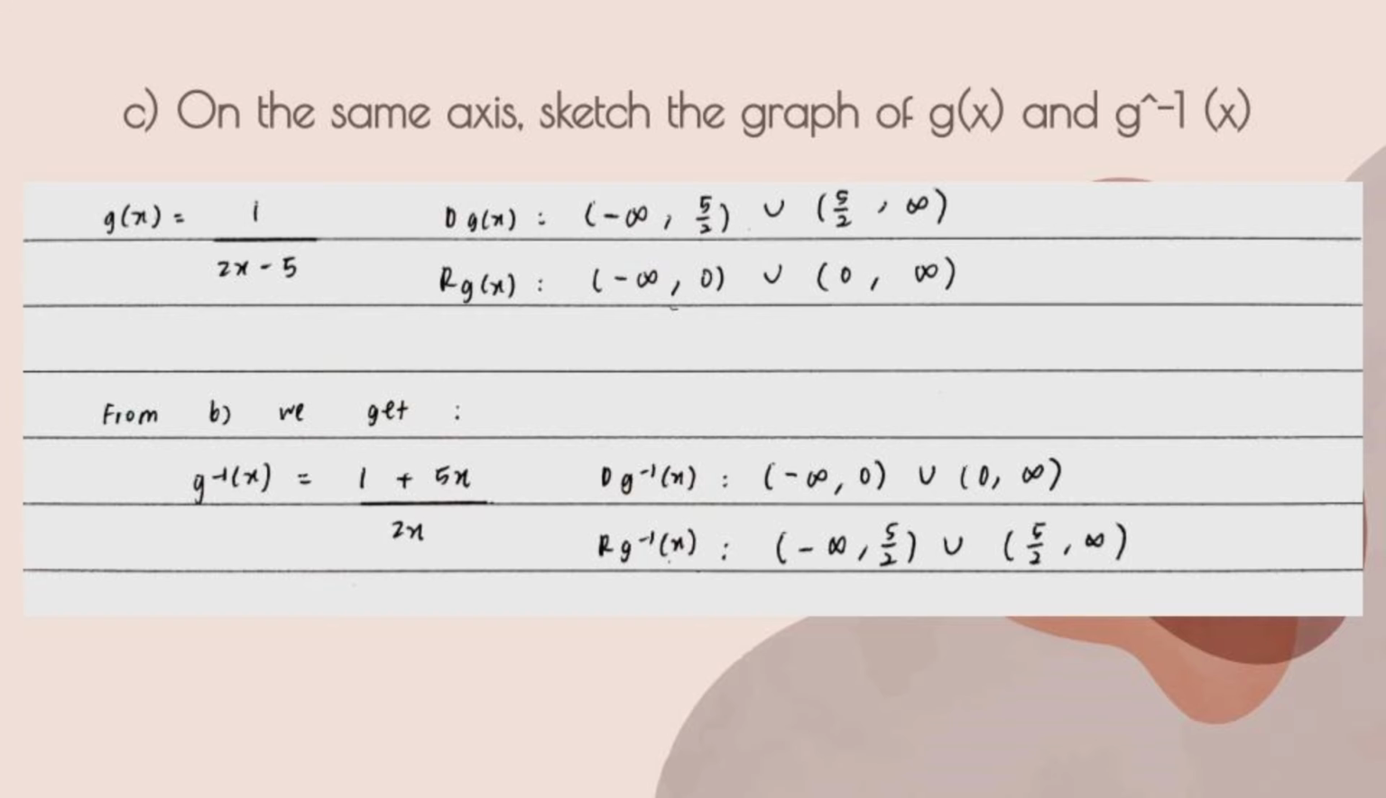Moving to g inverse(x). G inverse(x) is equal to (1 plus 5x) divided by 2x. So the domain of g inverse(x) is negative infinity to 0, union with 0 to positive infinity, while the range of g inverse(x) is negative infinity to 5/2, union with 5/2 to positive infinity. Therefore, the horizontal asymptote of g inverse(x) is y equals 5/2.